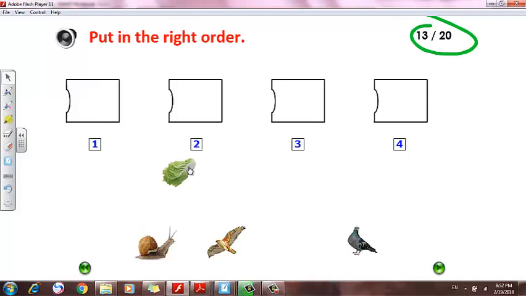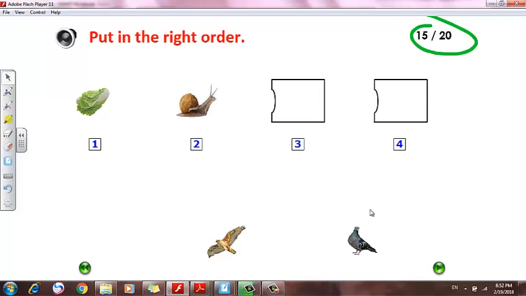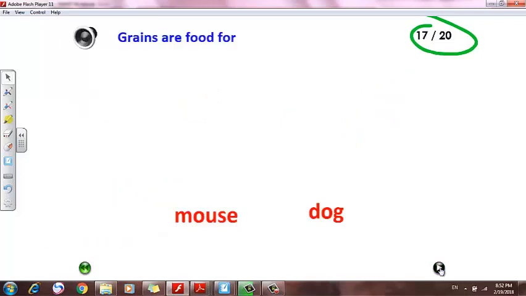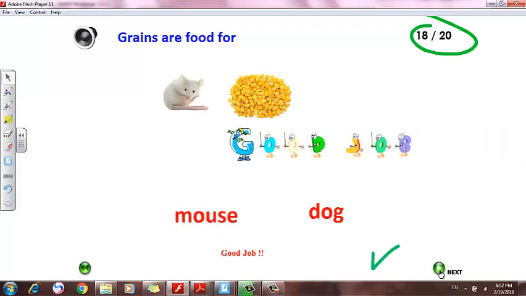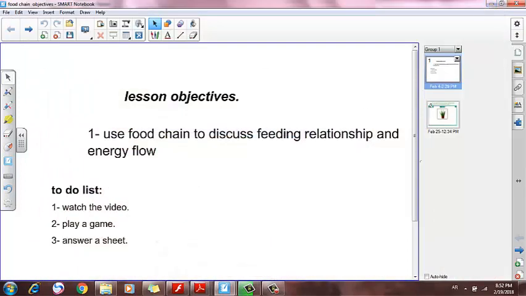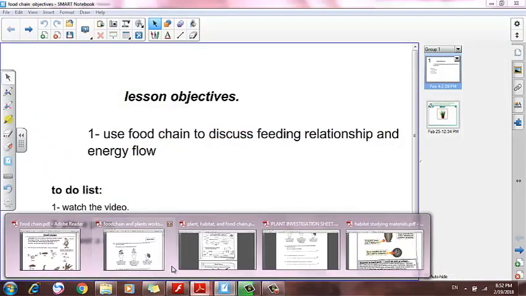Okay, we start with the plant, which is like this. Then a snail comes to eat the plant. Then the pigeon eats the snail, and the eagle eats the pigeon. Good job! Grains are food for. Mouse. Good job! We did not know, but there is a problem in the game. Let's answer some sheets then.